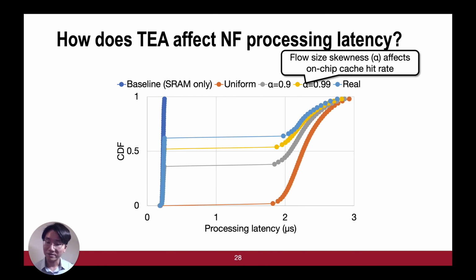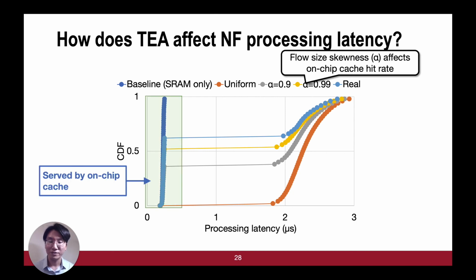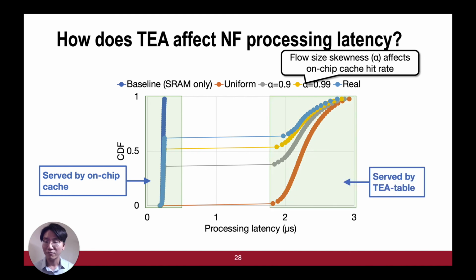Basically, the distribution is divided into two parts. The left-hand side is the distribution when lookups are served by the on-chip cache, and the right-hand side represents the case where lookups are served by the T table on external DRAM. We can see that for more skewed traces, they have higher chances of being served by the on-chip cache. Also, regardless of the skewness, we can see that the variance is small, which results in predictable end-to-end latency.